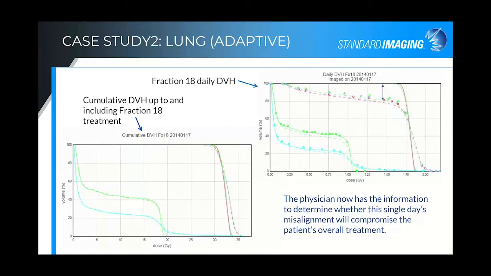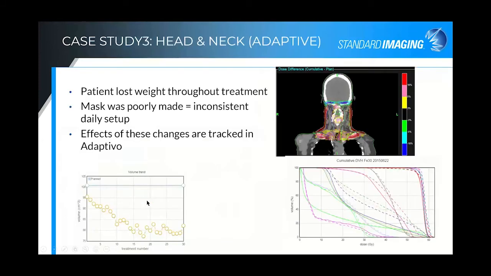So for this case, the cumulative DVH and the daily DVH for fraction 18 are shown. This one's cumulative, this one's daily. And one can see the large differences in the daily DVH, but the cumulative DVH up to and including the misaligned fraction 18 shows much less impact when reviewing to determine if action should be taken. And now the physician has the information to determine whether a single day's misalignment compromises the patient's overall treatment.